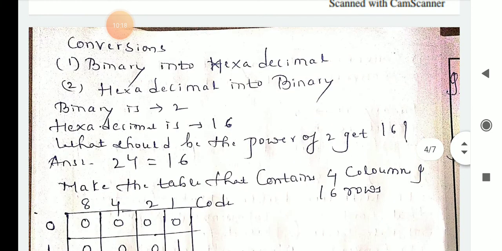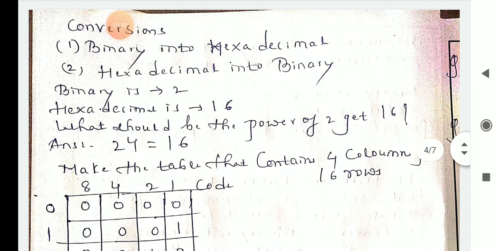Again we will move on to the next conversions: binary into hexadecimal, and hexadecimal into binary. Binary is base 2, hexadecimal is base 16. What should the power be to get 16? You need the power 4. So the answer is 2 raised to 4 equals 16. In octal we wrote 2 raised to 3 equals 8. So here you have to take 2 raised to 4 equals 16.